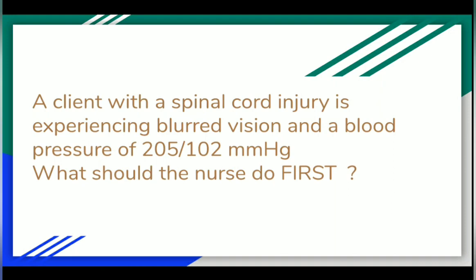A client with a spinal cord injury is experiencing blurred vision and a blood pressure of 205 over 102 mmHg. What should the nurse do first?